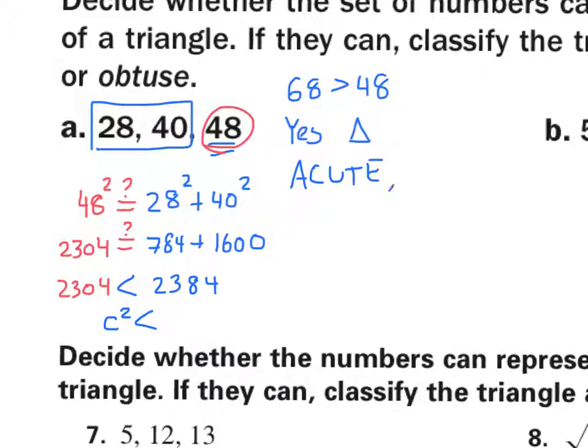Notice I did not make my answer about acute. I did not use this up here. I used this to determine if it was a triangle. I used the Pythagorean Theorem Converse with the squares to figure out what type of triangle.